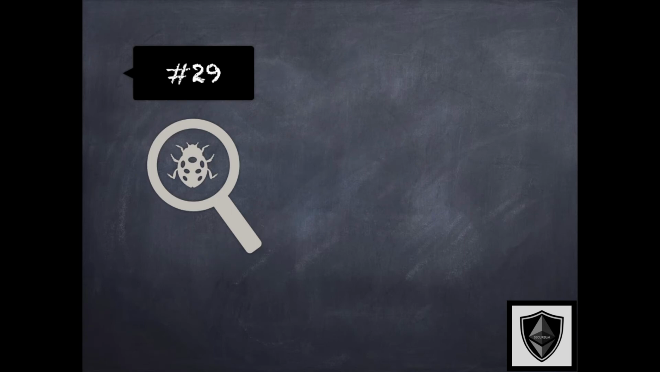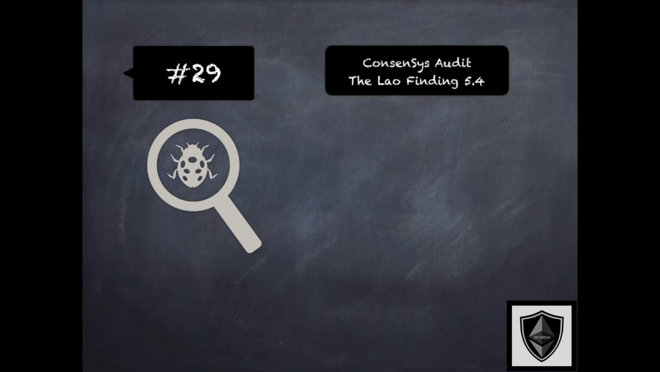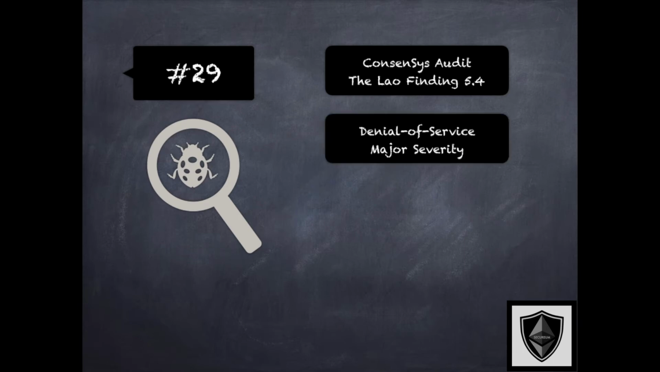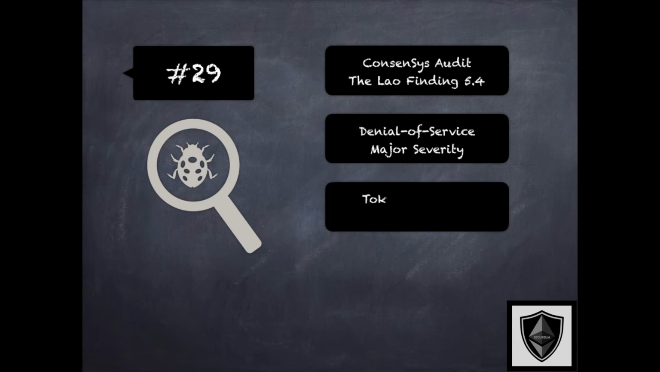Number 29 is another finding from Consensys Diligence audit of the LAO protocol, where it was a major severity finding, again related to denial of service. In this issue, token overflows might result in system halt or loss of funds because some functionality such as process proposal and cancel proposal would break due to safe math reverts. The overflows could happen because the supply of the token was artificially inflated.